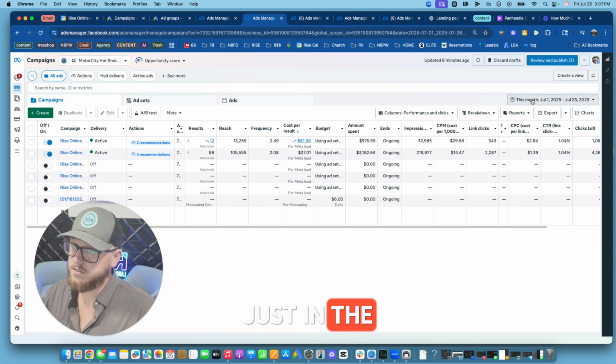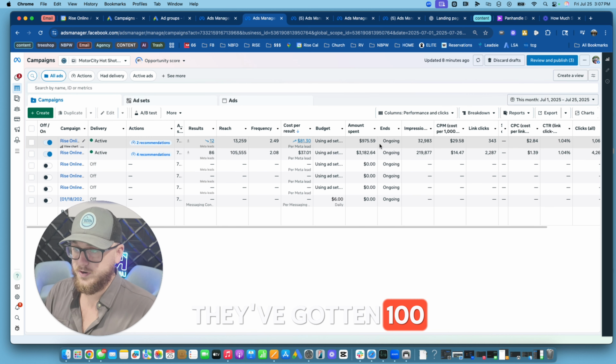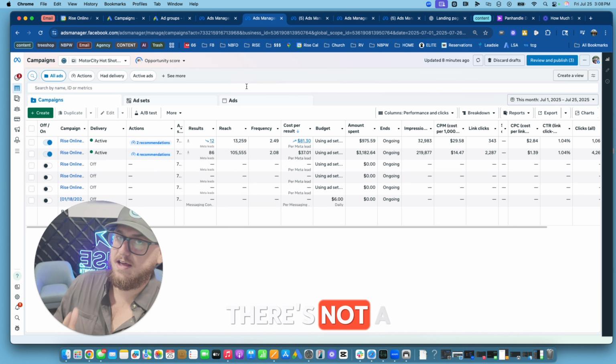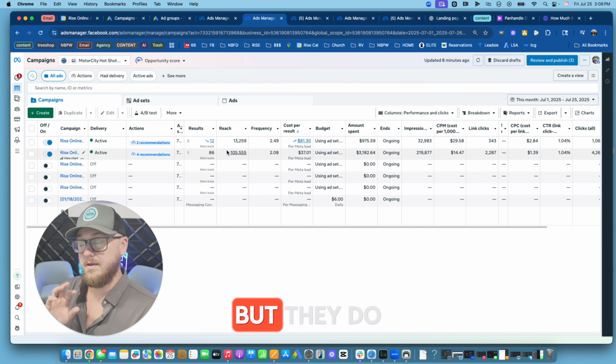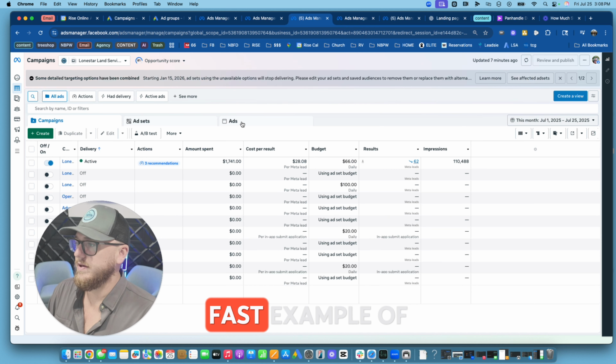You can see just in the month of July, so 25 days, they've gotten 100 leads. Now, we talked to a lot of land clearing companies. There's not a lot of land clearing companies that could effectively handle 100 leads, but they do, and they do it very well, which is why they're growing so fast.